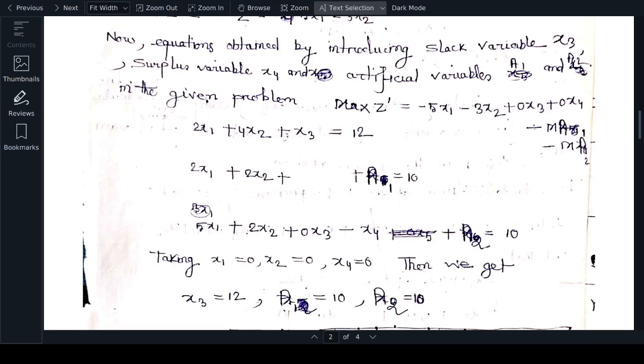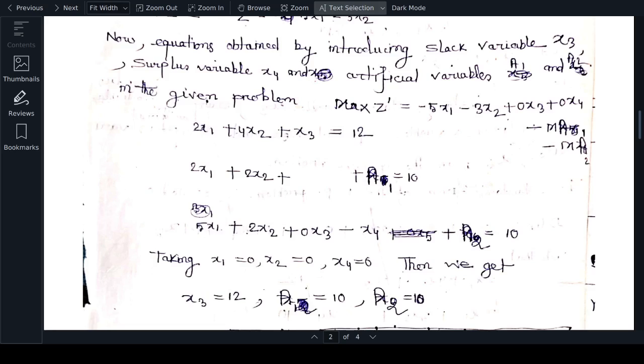So CB into XB will be what? Just multiply 0 into 12 is 0, then minus M into 10 is minus 10M, and again minus M into 10 is minus 10M, so in total minus 20M, same as earlier. In the same way calculate delta 1, delta 2, delta 3, delta 4, delta 5, delta 6. Clear this one? Same as earlier.